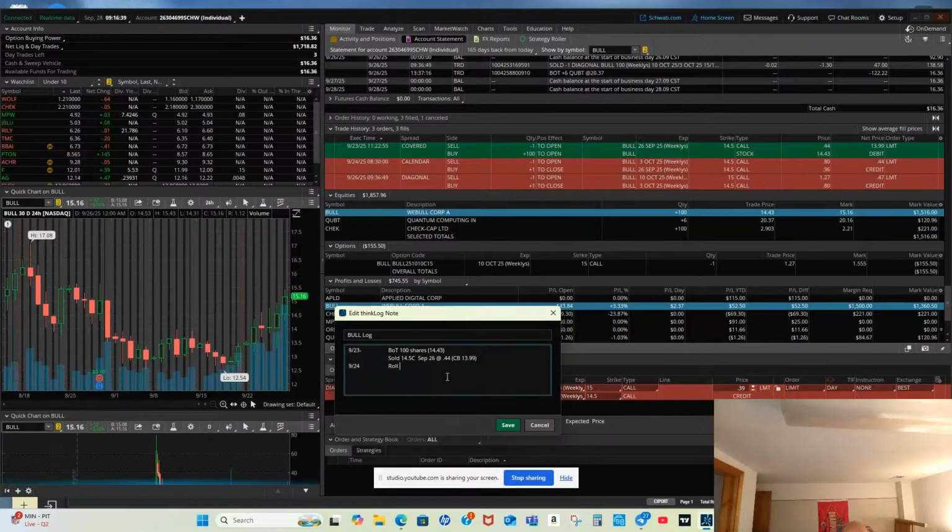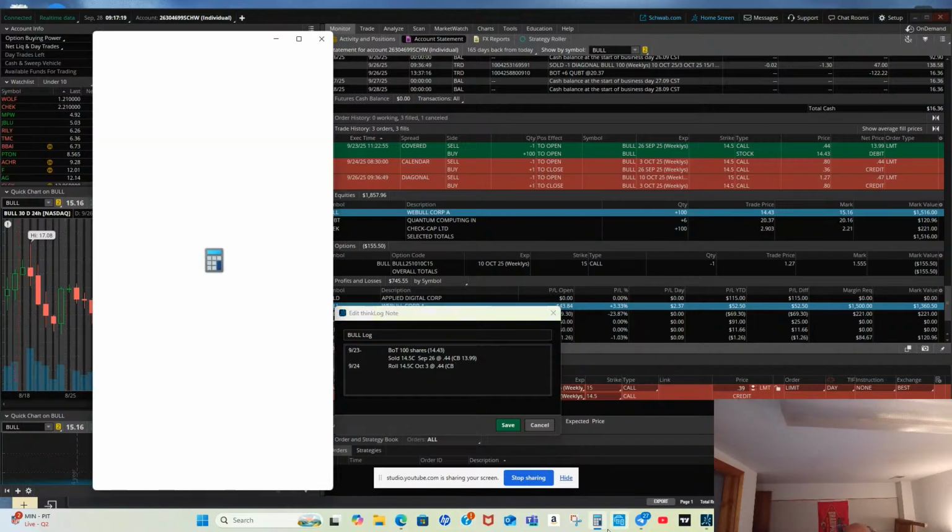So what I did was I rolled that 14.50 call to October 3rd at another 44-cent credit, right? This one actually went in the pocket, but also, and most importantly, brought my cost basis down another.